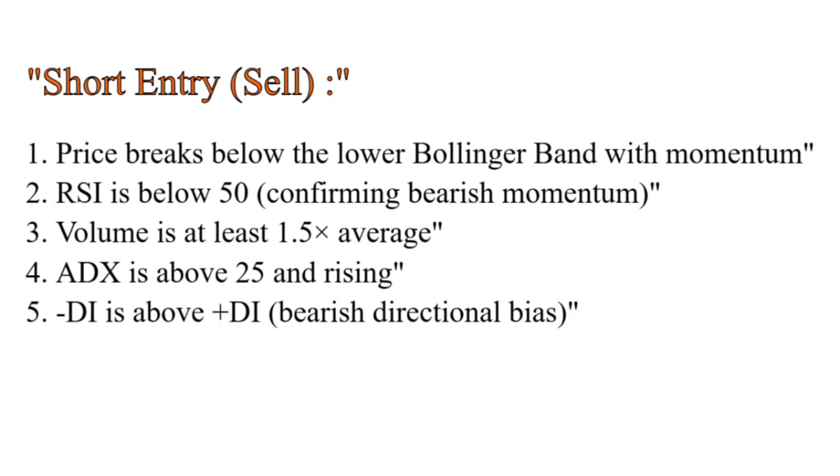Short entry, sell. 1. Price breaks below the lower Bollinger Band with momentum. 2. RSI is below 50, confirming bearish momentum. 3. Volume is at least 1.5 times average. 4. ADX is above 25 and rising. 5. Minus DI is above plus DI, bearish directional bias.